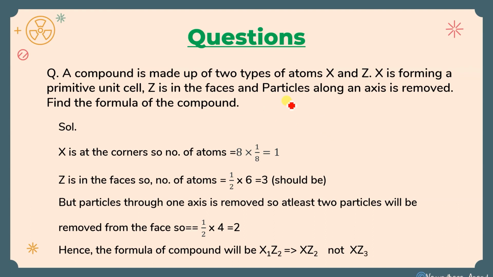So X will be 1 by 8 into 8, that is quite clear. Z in the face, so the number of atoms should have been 3, but since the particles through one axis are removed, if an axis is removed that means it is crossing at least two faces, hence the two particles will be removed from the faces. Quite clear? So earlier it was 6, now remove 4. So what will be the formula? 2. And that means the formula will be X1 Z2, not XZ3. Clear? So this is the answer.